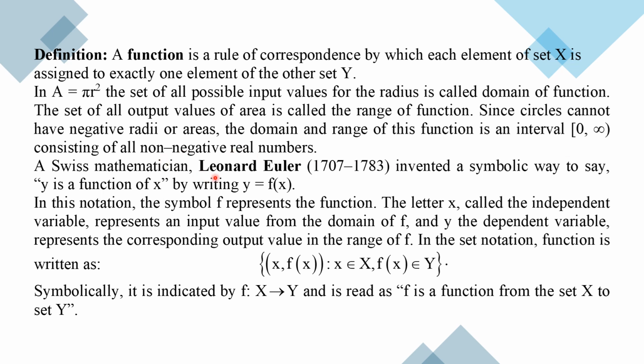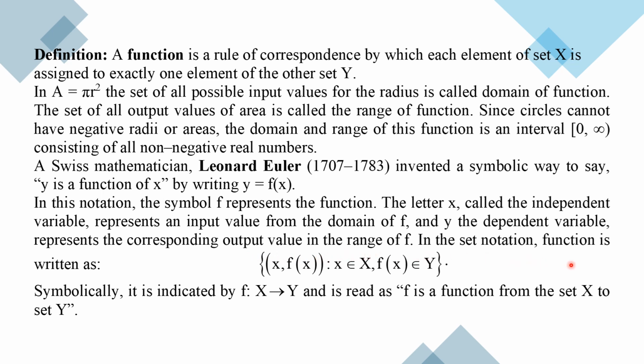A Swiss mathematician, Leonhard Euler, invented a symbolic way to say y is a function of x by writing y is equal to f of x. So this is a way introduced by Leonhard Euler. Also, in this notation the symbol f represents the function. The letter x, called the independent variable, represents an input value from the domain of f, and y, the dependent variable, represents the corresponding output values in the range of f.